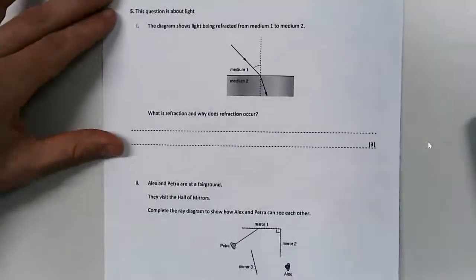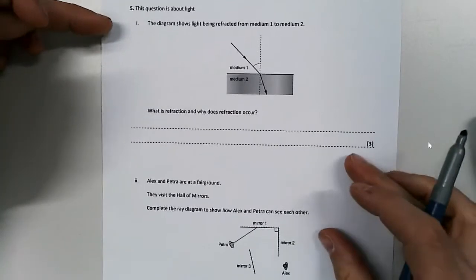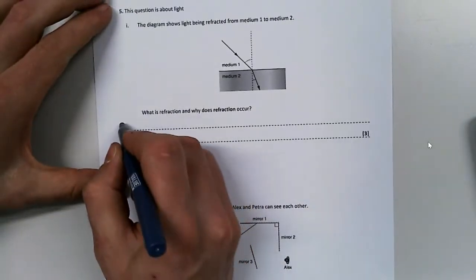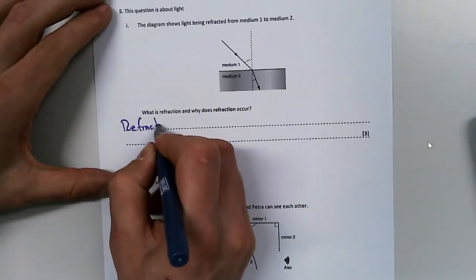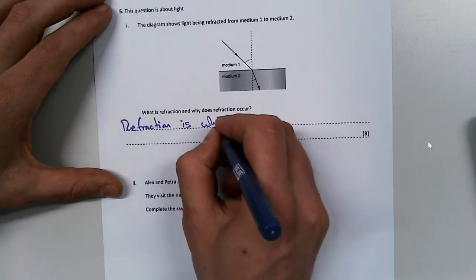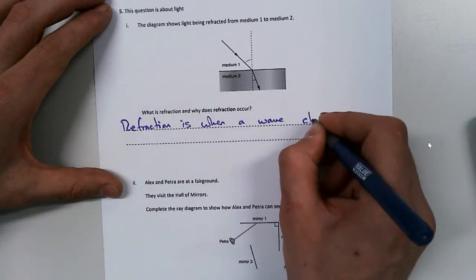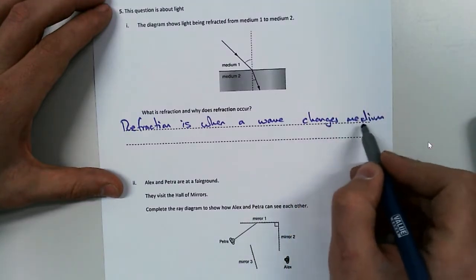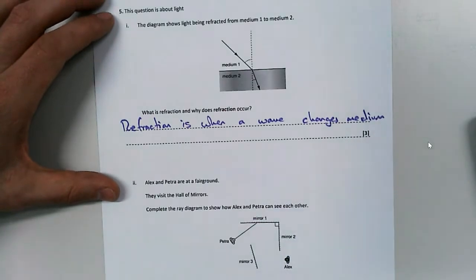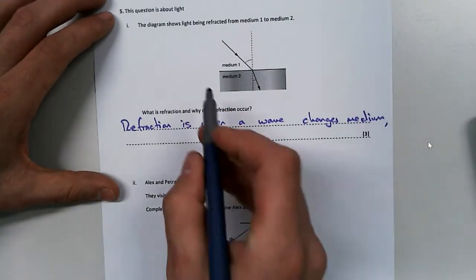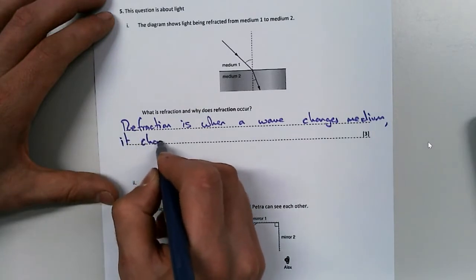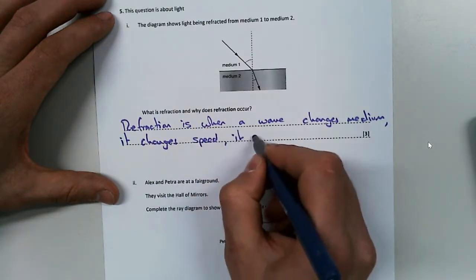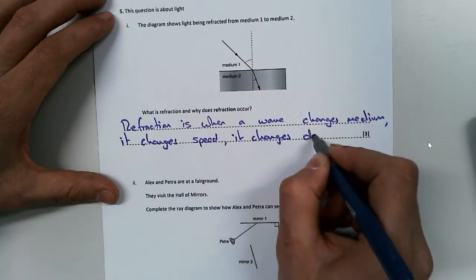Okay, final question. Question 5. Pause the video now and try the first part of the question. So refraction, what is it? Refraction is when a wave changes medium. So medium means material. I guess you could also write material, but medium is usually what you write. What happens when it changes material? It changes speed or velocity. It changes direction.